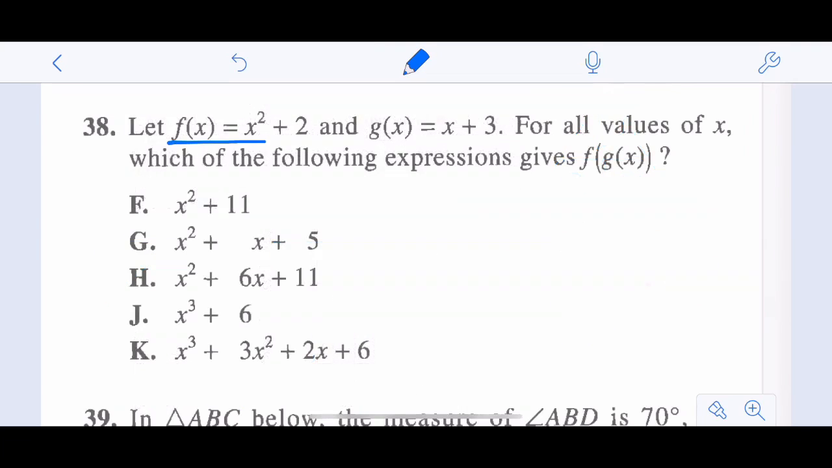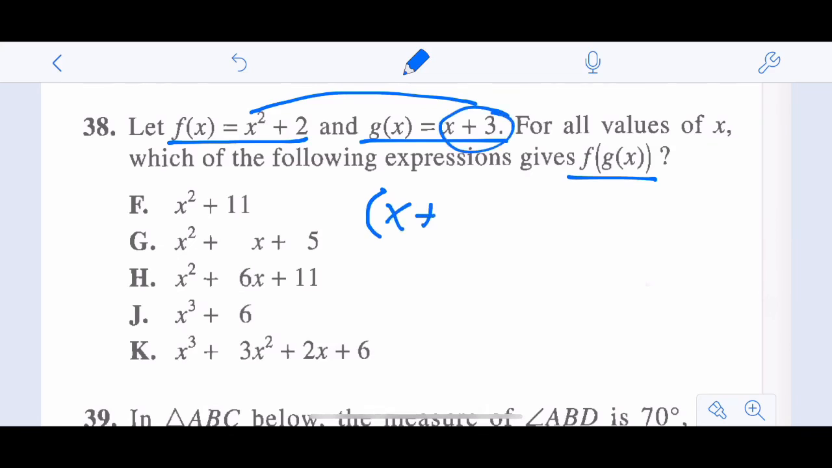Let f of x be this and g of x be this for all values. What is f of g of x? So we're working backwards here. We're just plugging the g of x into the f of x. So x squared is going to be x plus 3 squared plus 2. And then we'll foil this out.